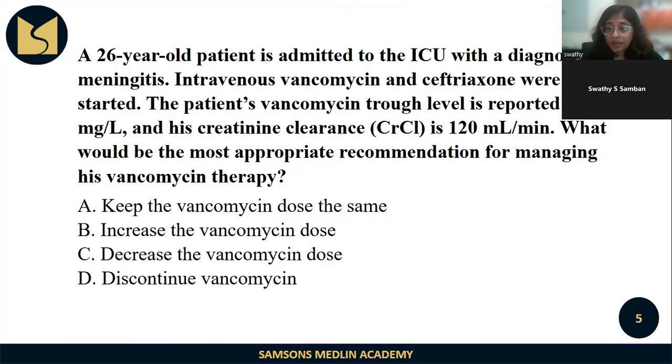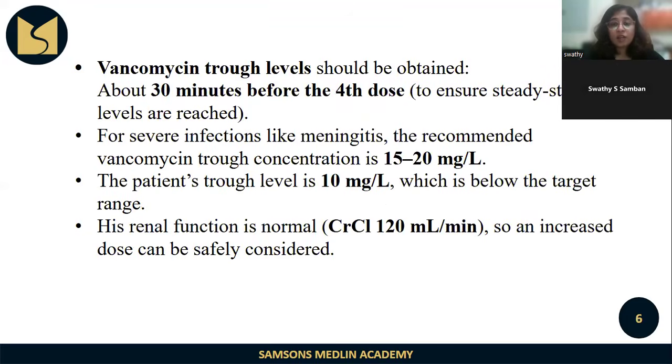So looking into the trough levels, what can we choose from the options? The right answer to this question is to increase the vancomycin dose. I'll explain the reason for that. For vancomycin, we ideally send the trough levels. Keep in mind, it's not the peak levels. We consider the trough levels for vancomycin. So when do we take the trough levels? After the third dose, before the fourth dose. Ideally, about 30 minutes before the fourth dose to ensure that the steady state is reached.